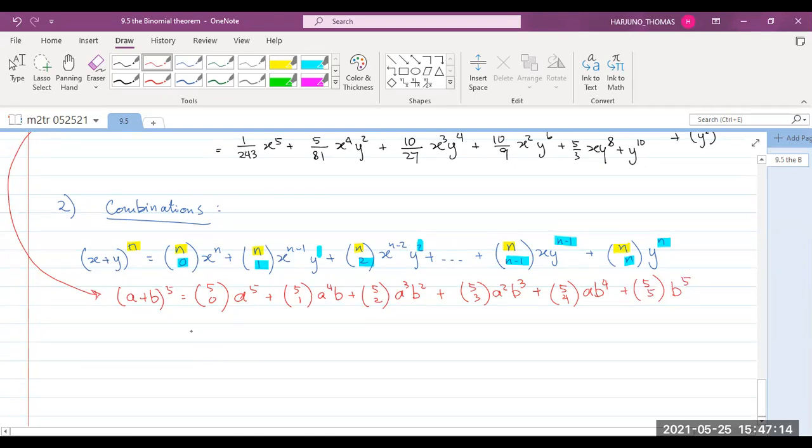And when you compute that, you will get 1a to the fifth, 5a to the fourth b, 10a cubed b squared, 10a squared b cubed, 5ab to the fourth, 1b to the fifth. So the same coefficients there. Now, a good piece of information to know is that n combination 0 is always equal to n combination n, which is 1.